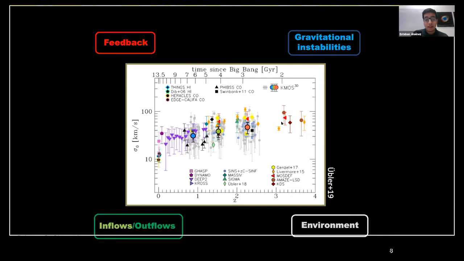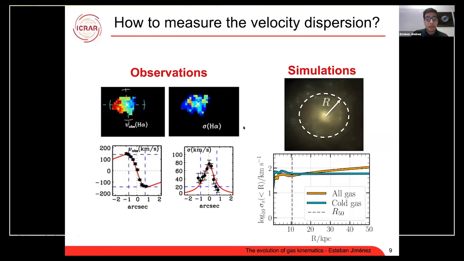The main question is trying to understand which of these physical processes is creating this increase in the velocity dispersion with redshift. Before moving into the physics, I'm going to point out how the gas velocity dispersion is measured. In observations, it is mostly done using IFU surveys, from which we can obtain the velocity field of the galaxies and also the gas velocity dispersion profile. In the case of simulations, there are many techniques, but one of them is using either spherical or cylindrical apertures and all the gas particles within that aperture to obtain a mass-weighted velocity dispersion.